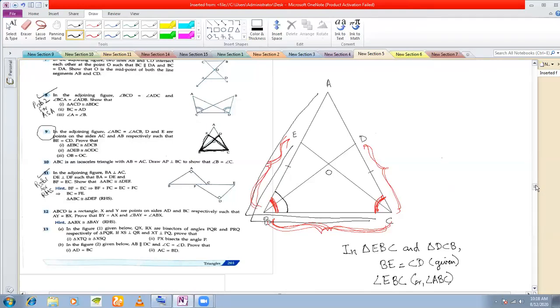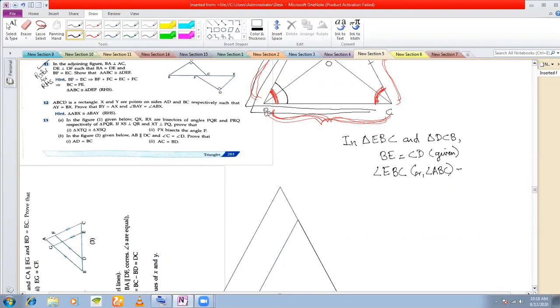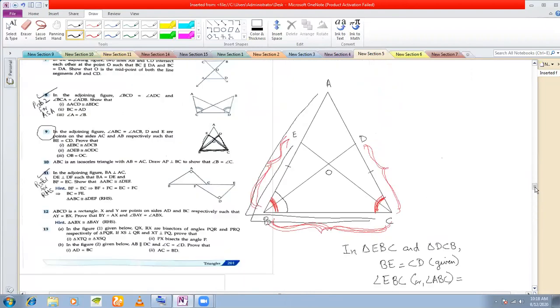Okay. Similarly, so why ABC? E is here, A is here. The question is B should be in the middle, whether you are writing EBC or whether you are writing ABC. B should be in the middle. Okay. Okay, sir.